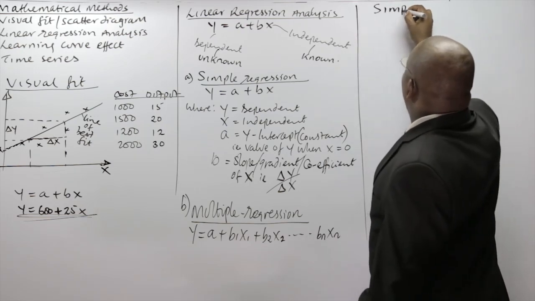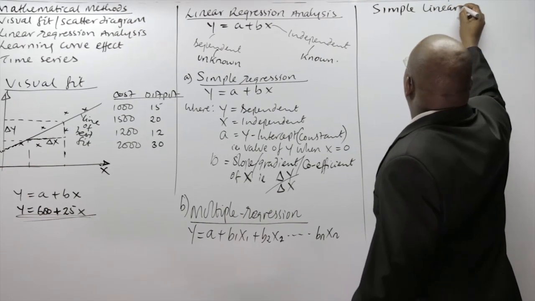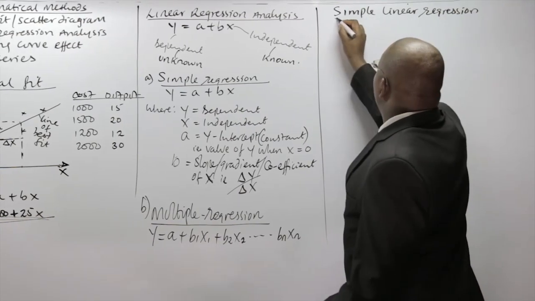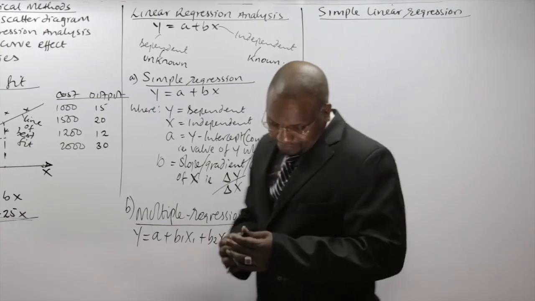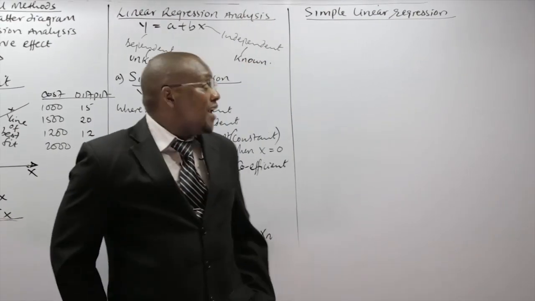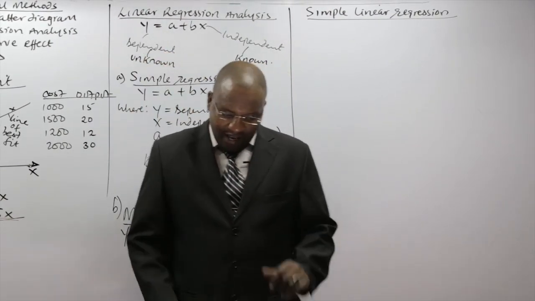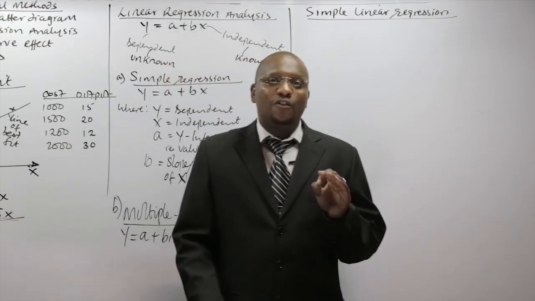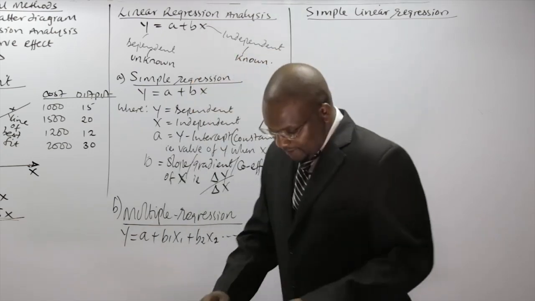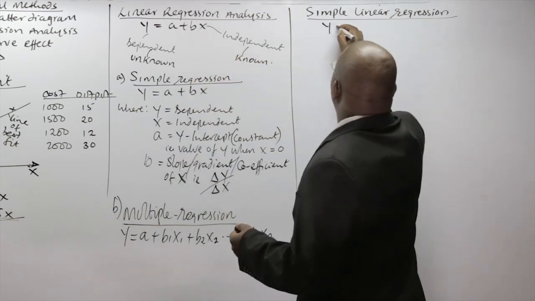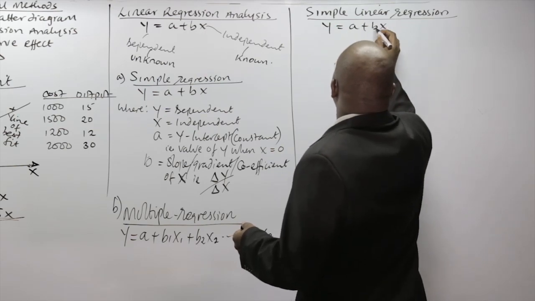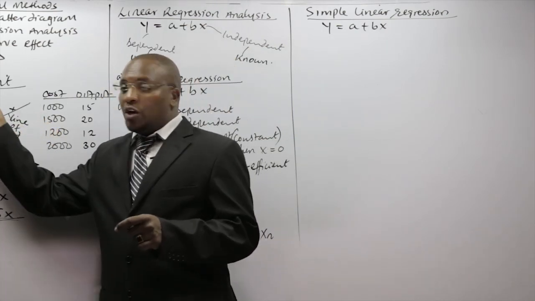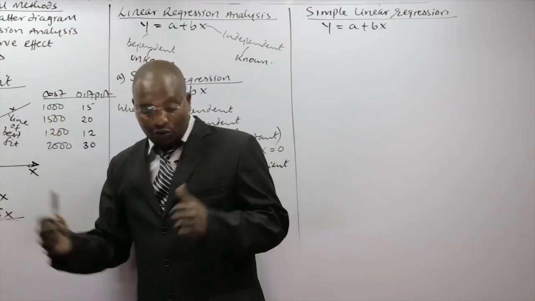So starting with the first one, which is simple linear regression, where we have said that we use one variable which is independent. So we can say that this method determines mathematically the regression line of best fit. This line of best fit is y equals a plus bx. This is the one that is going to give us this line that we were estimating when we were doing visual fit. So we'll use the formula there.